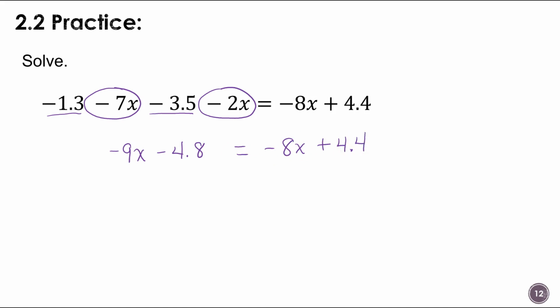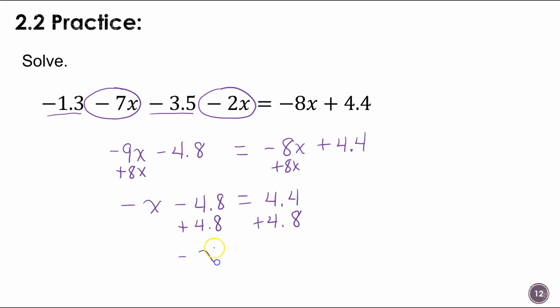Alright, so we're going to add 8x to solve. That leaves me a negative 1x minus 4.8 equals 4.4. So now we're going to add the 4.8. And we still have a negative x equals, let's see, that would be 12, and I'm going to add 1 of the decimal, and that's 9.